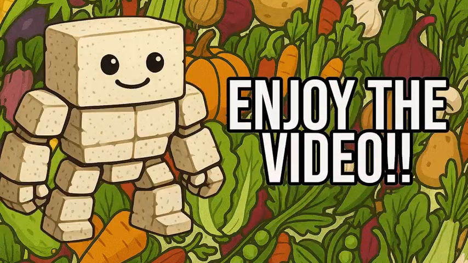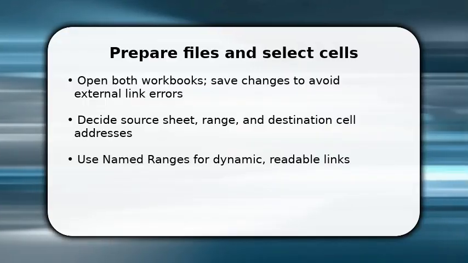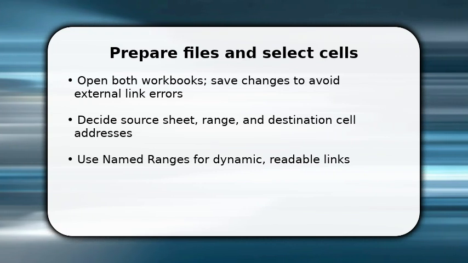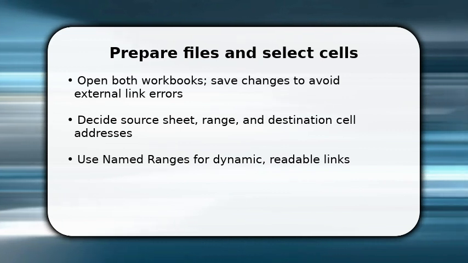Please enjoy the video. You already have two workbooks open. Start by saving both to fix path issues. First, identify the source sheet and the exact cell or named range you want a link. Click the destination workbook and select the cell where the live value will appear. This is the anchor for the link.